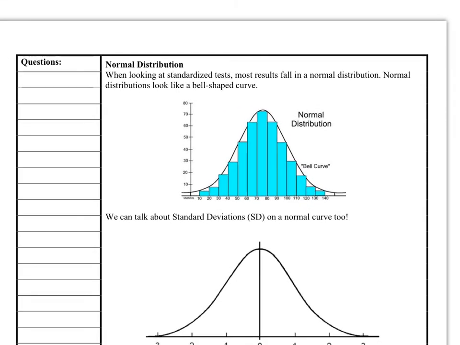So here we're looking at something called normal distribution. When we look at standardized tests such as Regents tests or the SATs, ACTs, most results fall in a normal distribution. They often look like this bell-shaped curve. If you can imagine a bell that a teacher might ring, wow, that's a horrible bell. I should probably find you a picture that looks better than that.